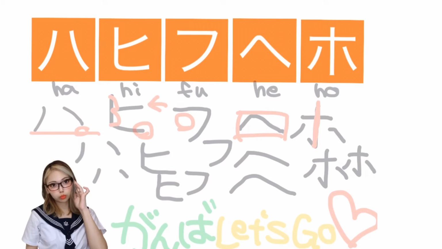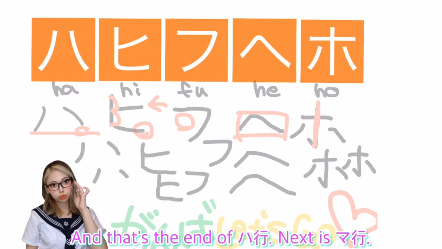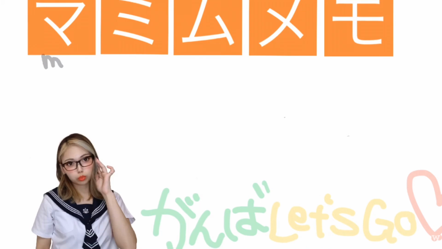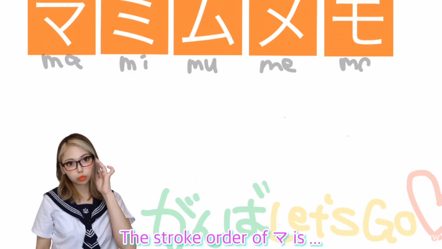1, 2, 3, and 4. And that's the end of hagyo. Next is magyo. So this is ma, mi, mu, me, mo.